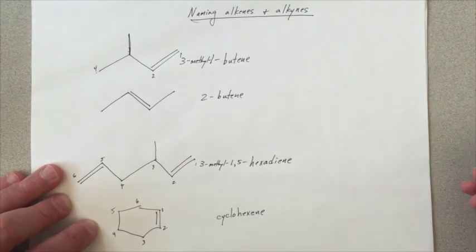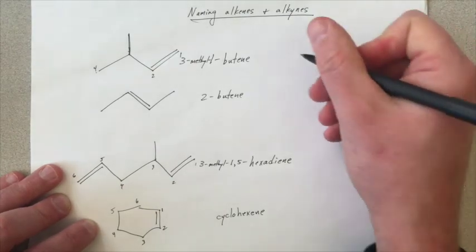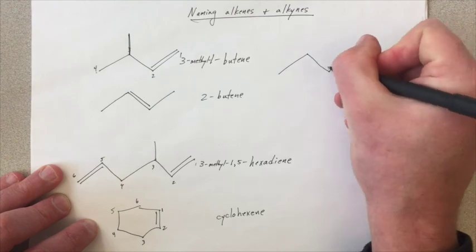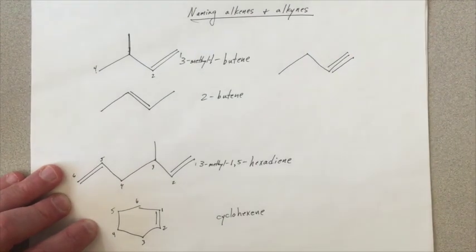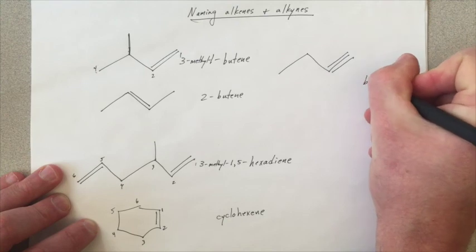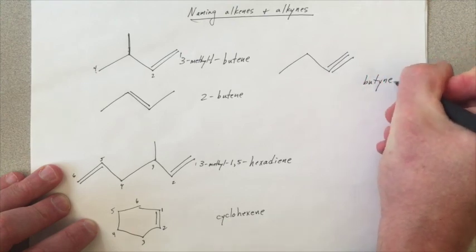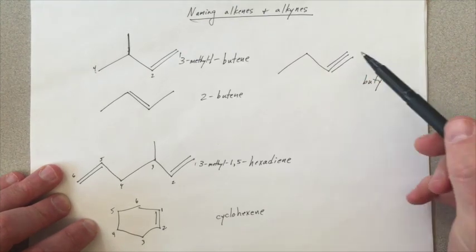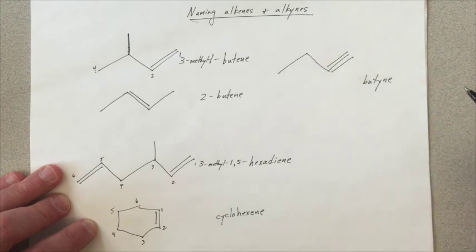Now with alkynes, this will be quick. We're going to use the same system. We just have a different suffix. Instead of "ene," we have "yne." So this is not butene, this is butyne. And if there are choices about where that triple bond goes, we have to use our numbering system to indicate where it is. So this is 1-butyne.